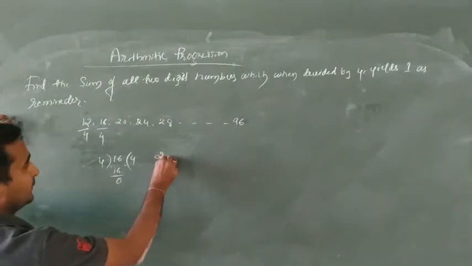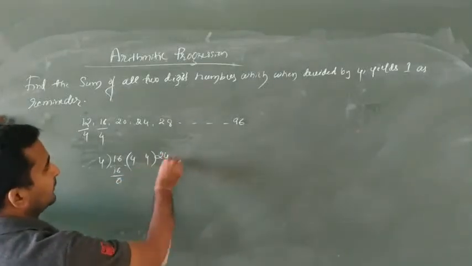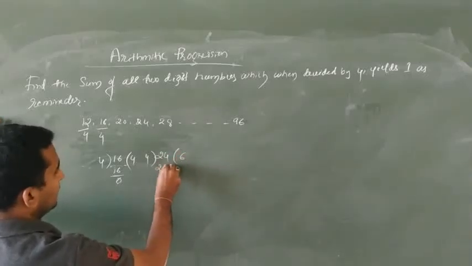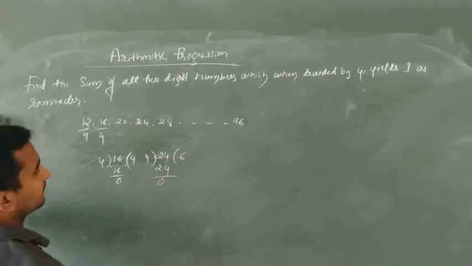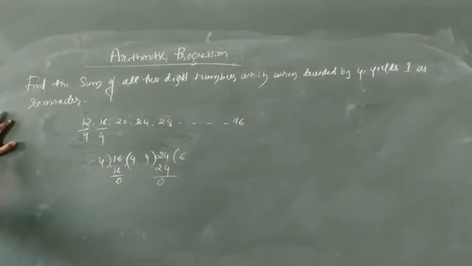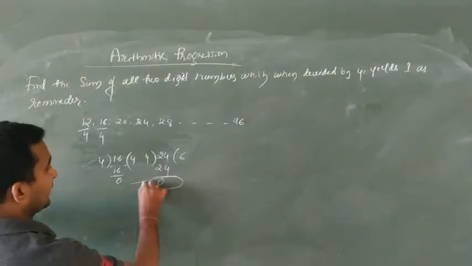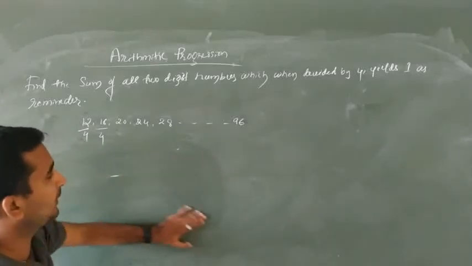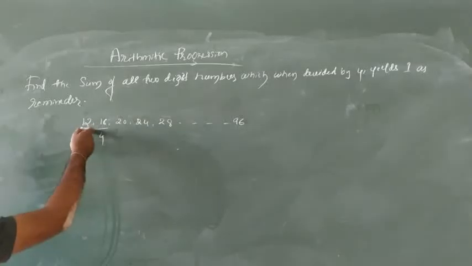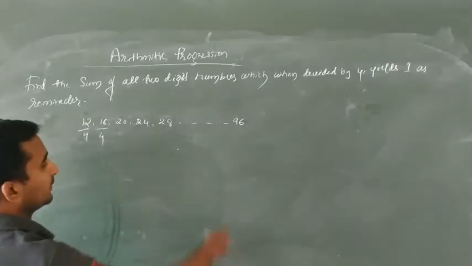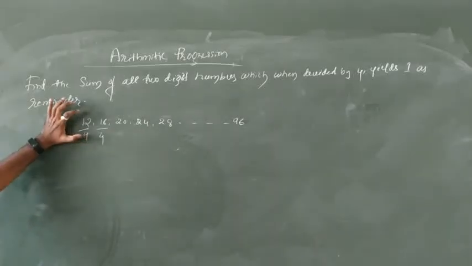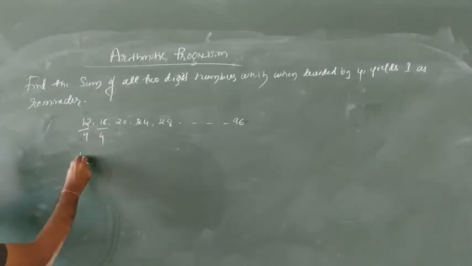If I take 24, again it is divisible by 4, four 6s are 24. Again the remainder I get is 0. But here the remainder should be 1. So, for remainder 1, I will take the next terms of those numbers which are divisible by 4. It means the next term of 12 is 13.